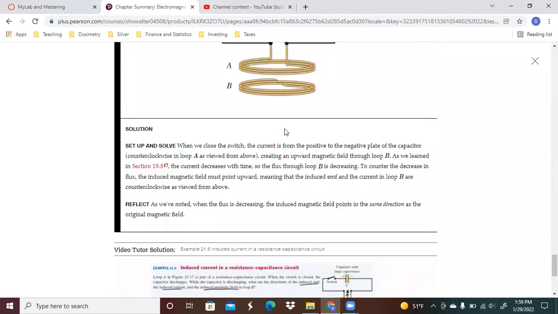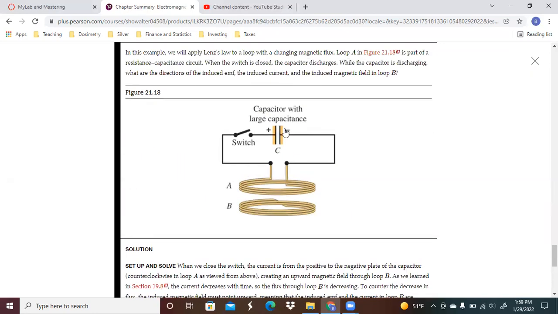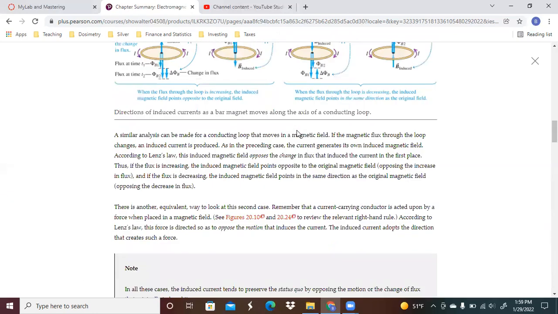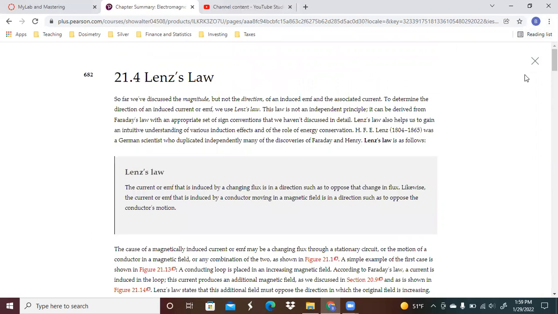Again, this is all about trying to restore the magnetic field that was either lost or to resist any sort of change in the magnetic field as it increases. So that's what Lenz's law is about.